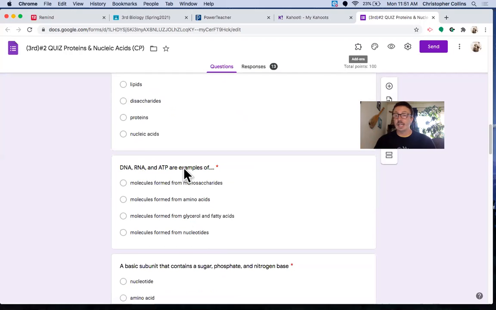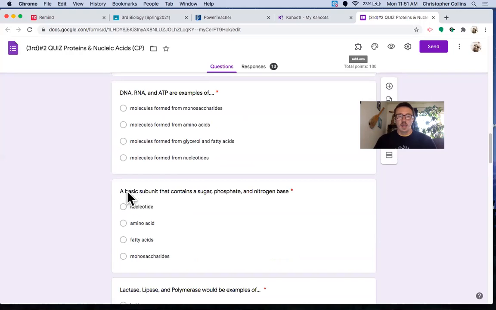DNA, RNA, and ATP, these are all examples of nucleic acids, which would be formed from nucleotides. A basic subunit that contains sugar, phosphate, and nitrogen base, that is what nucleotides are made out of, right? They have a sugar, a phosphate, and a nitrogen base. Nucleotides tied together to form nucleic acids. Nucleic acids will always have carbon, hydrogen, oxygen, nitrogen, and phosphorus or phosphate.